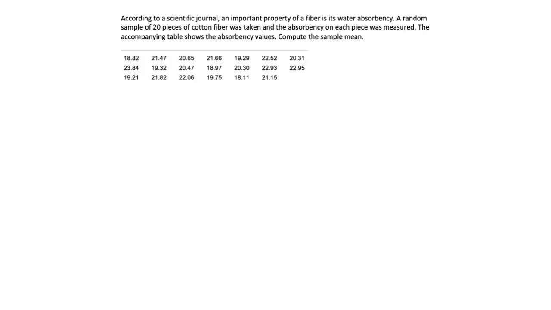According to a scientific journal, an important property of fiber is its water absorbency. A random sample of 20 pieces of cotton fiber was taken and the absorbency on each piece was measured. And the data are in this table here. Compute the sample mean. So in order to do that, we know that we have 20 values. That means that we add up all the numbers and then divide by 20. When we do this, we get a sample mean of 20.78.